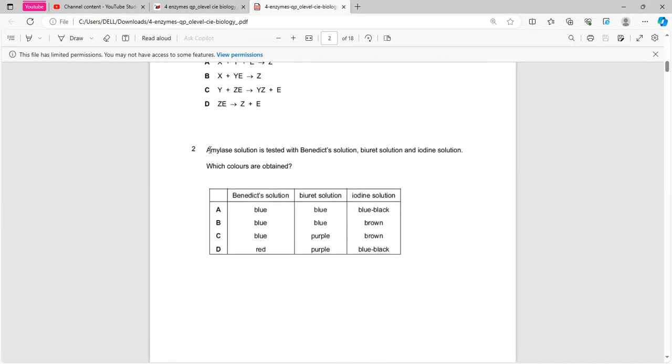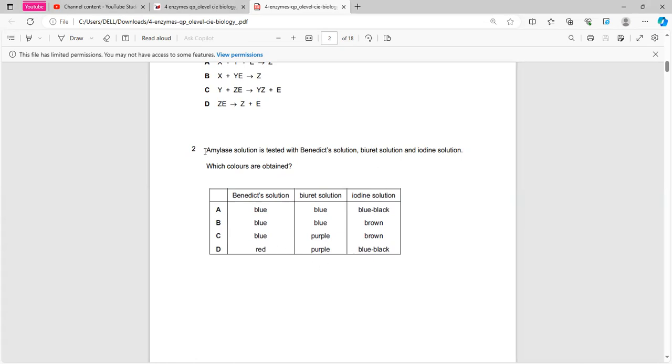Now, if we come to question two, first you need to know that salivary amylase solution has the optimum pH of 7. So it likes neutral pH. That is useful information for the future. So now, if we stick to this question, we need to know biuret solution is used to test for proteins, iodine solution is used to test for starch, and Benedict solution is used to test for reducing sugars. Now we also need to know the color changes. Biuret solution turns purple when it's positive. Iodine solution turns blue black when it's positive, and Benedict solution turns red when it's positive.